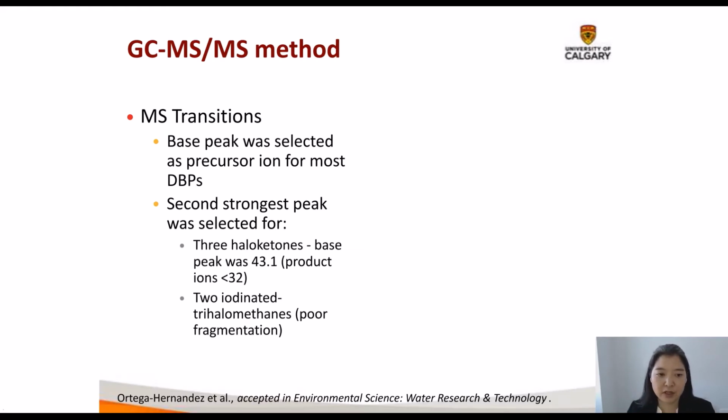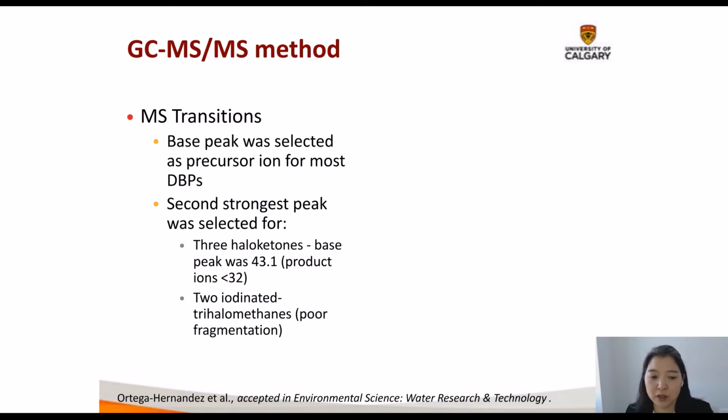And so the first thing that we had to select were the mass spec transitions. For each DBP, precursor ions were selected based on the base peak, that means the most abundant ion. However, the precursor ion for a few DBPs was selected on the second strongest peak. The reason was because three haloketones had a base peak of 43.1.